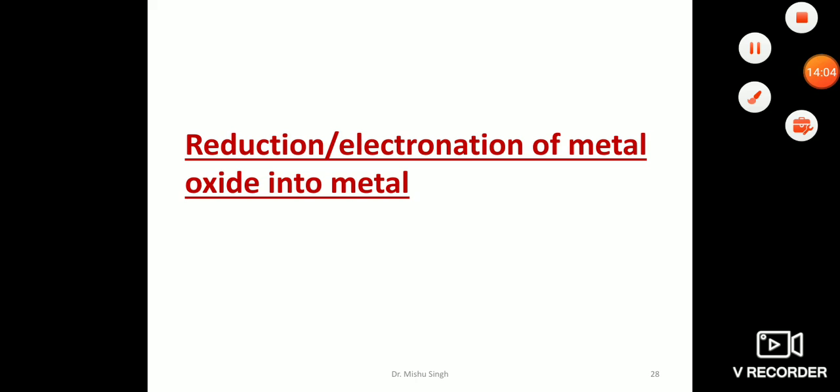So this was all for the second part of the metallurgical process. In the third part of the metallurgical operation, we'll study the fourth and very important step, that is, the reduction and electronation of metal oxides into metal.